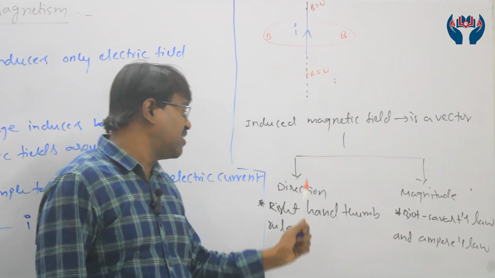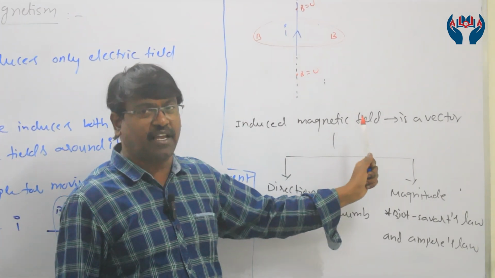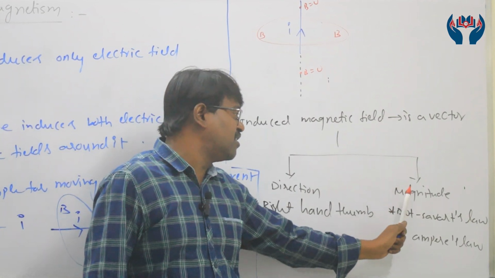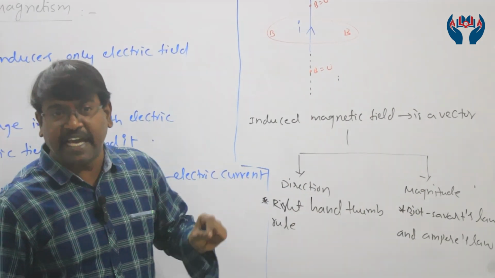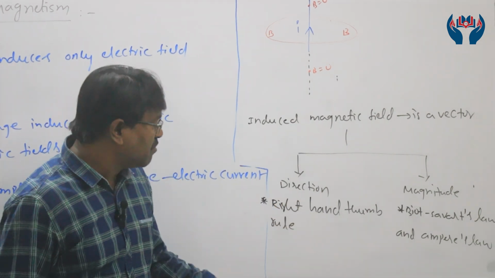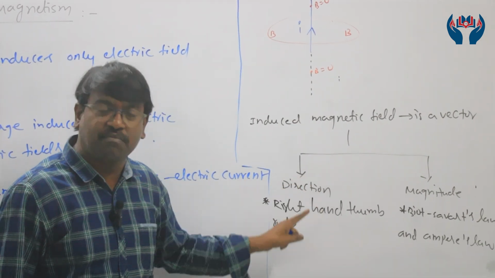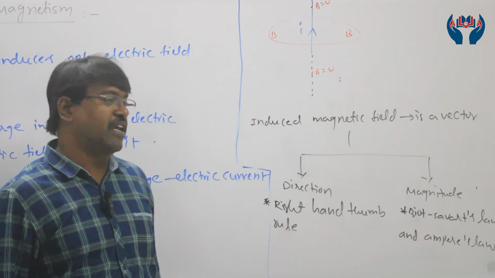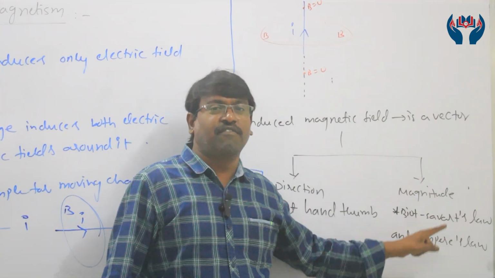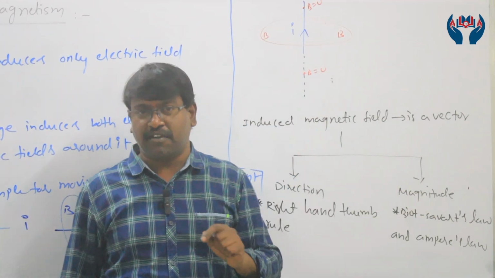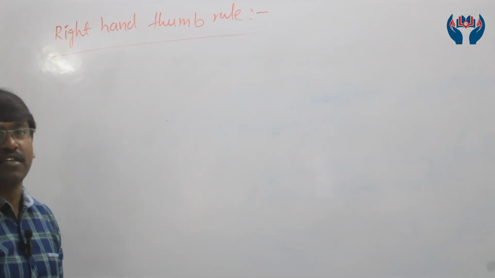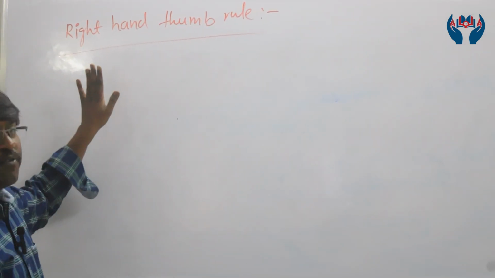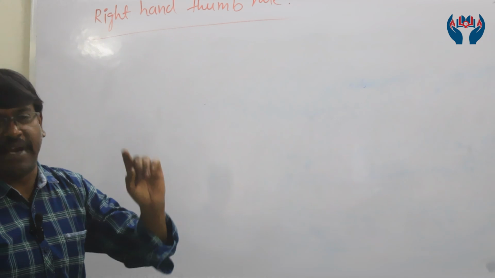We have to measure the magnitude of the induced magnetic field. How can we measure the direction of the induced magnetic field? By using the right-hand thumb rule, we can measure the direction of the induced magnetic field. By using Biot-Savart's law, we can measure the magnitude. Now, what is the use of this right-hand thumb rule? It is used to find the direction of the induced magnetic field.